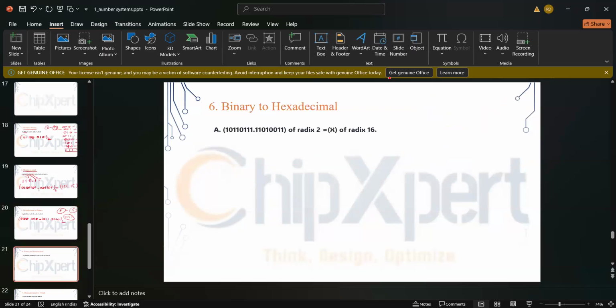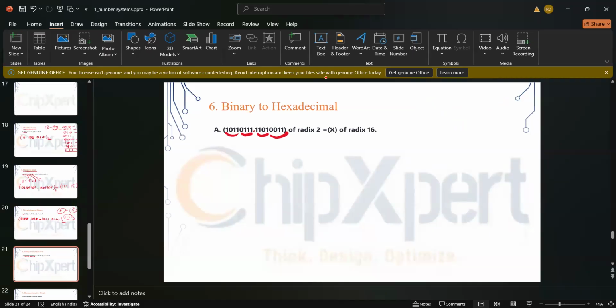And the next one is binary to hexadecimal format. For this, we'll club 4 bits. Here 4 bits as one, here 4 as one, this 4 as one, and this 4 as one. Before the point, we need to go from right to left.